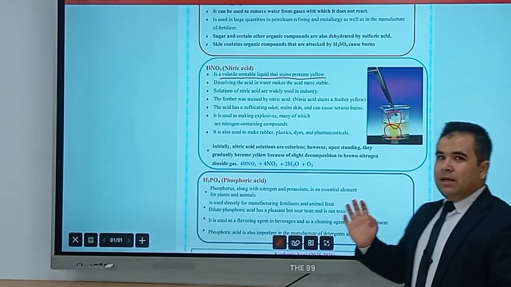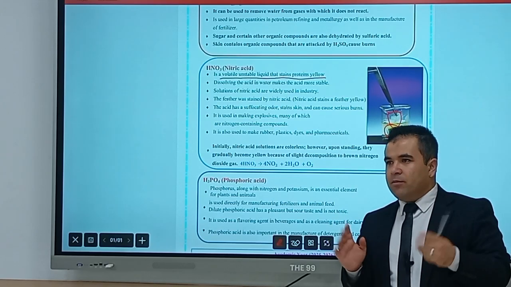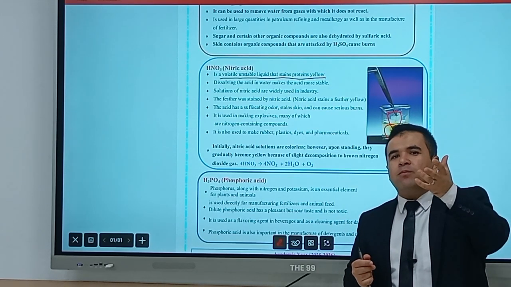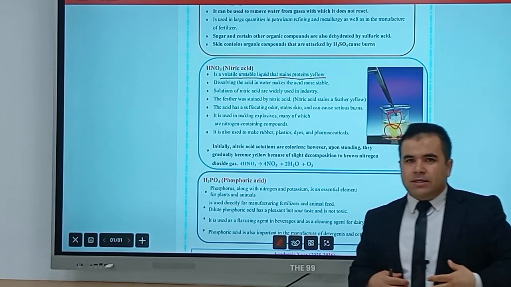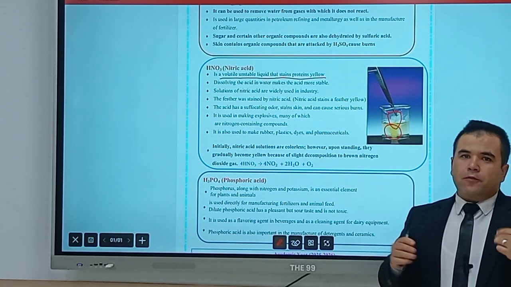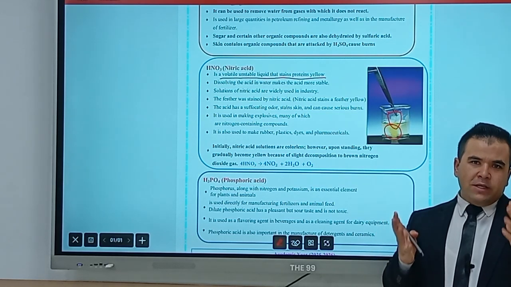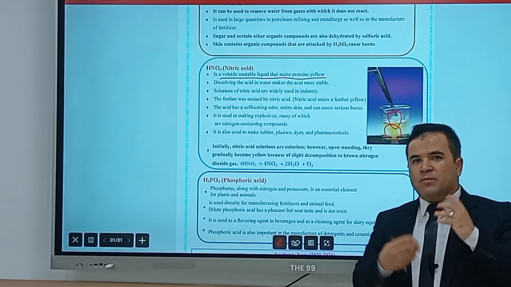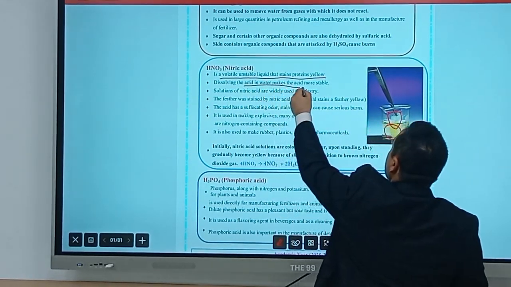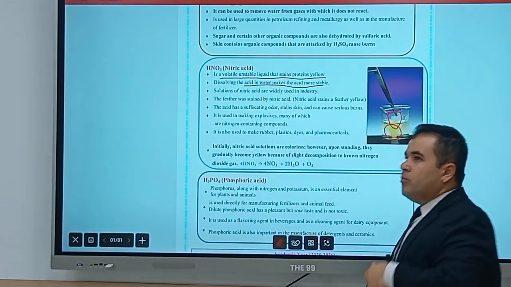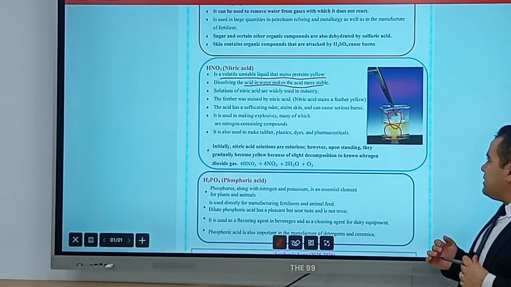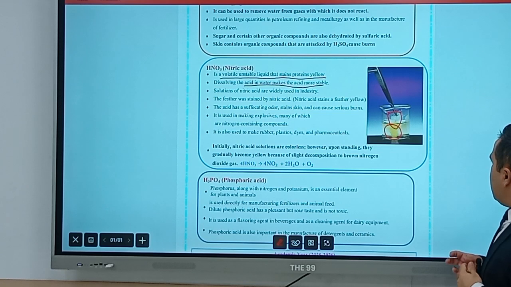We said it's volatile and highly unstable. By volatile, we mean it has a high tendency to escape into a gaseous state. How to let it be stable? Of course, whenever we dissolve this acid in H2O, it becomes stable. So dissolving the acid in water makes the acid more stable than itself as a non-dissolved acid.